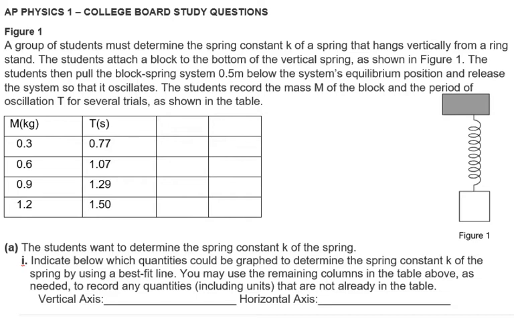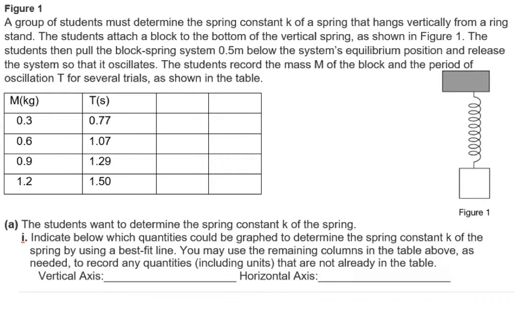graphed to determine the spring constant k of the spring by using the best fit line. You may use the remaining columns of the table as needed to record any quantities, including units, that are not already in the table. So let's see what we have here. We need to find k. So this is the one that we're looking for.